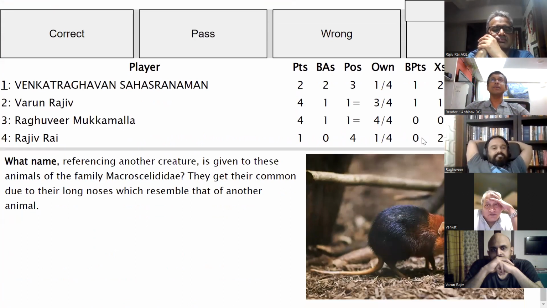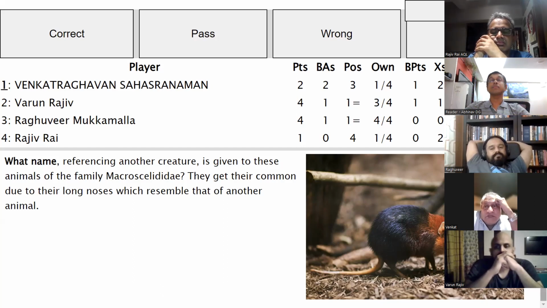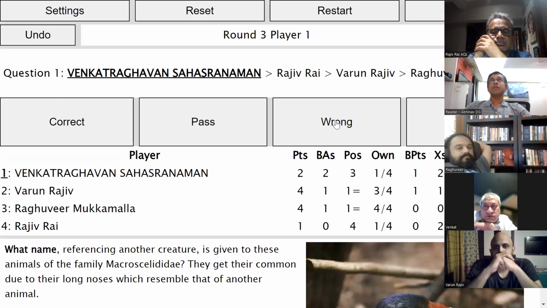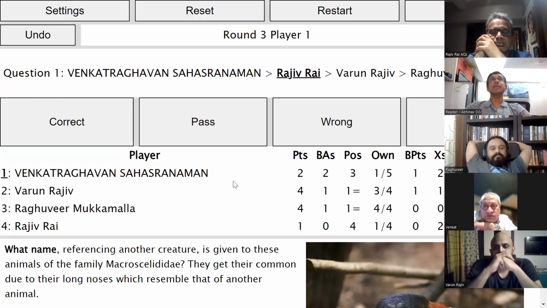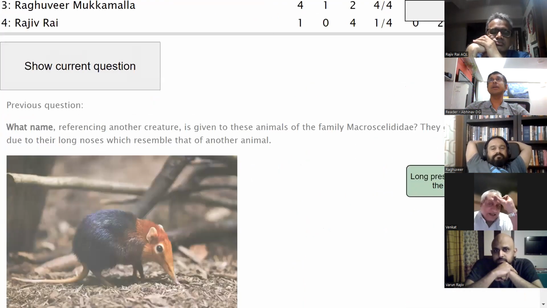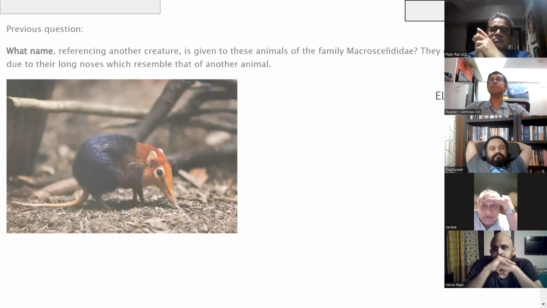What name referencing another creature is given to these animals of the family Macroscelidae? They get their common name due to the long noses which resemble that of another animal. Again, two words. The second word is the generic name of this animal, and the first word is what all of this is about. Scaly anteater. Not the scaly anteater, although yeah, we're looking for something like that. Rajiv? I'll pass. Varun? Elephant shrew. Elephant shrew is absolutely correct. Well done, Varun.